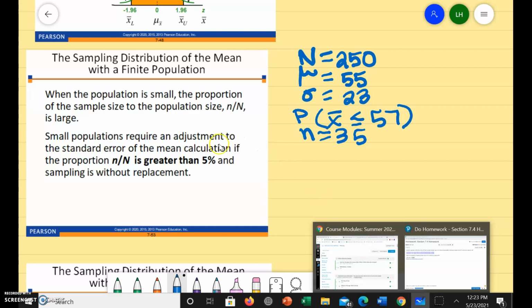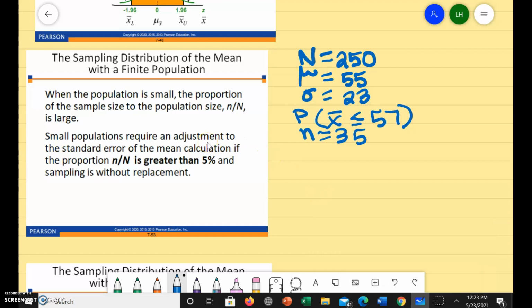So this is a new concept that we haven't looked at. When the population is small, the proportion of the sample size to the population size can be large. So the proportion of n to N. Remember, the big N is the population size. So here, our sample size is 35 and our population size is 250.